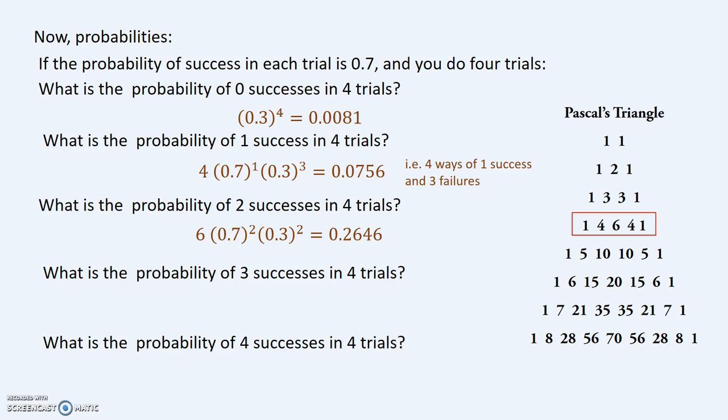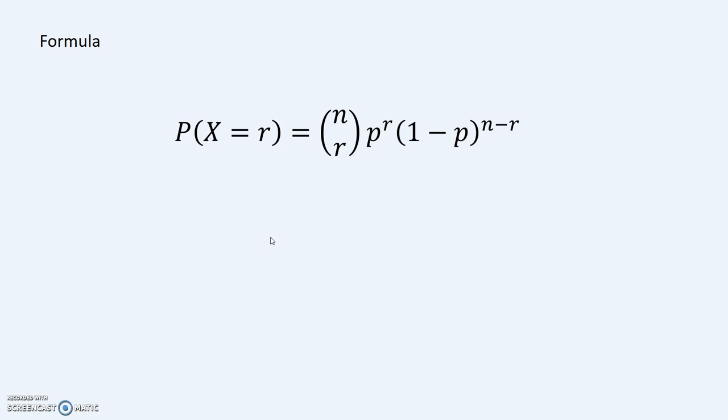Okay. 2 successes means 2 successes and 2 failures, so it's 0.7 to the 2 and 0.3 to the 2. But there's 6 different ways that can happen, so we've got to times it by 6. Similar with these. Okay, 4 ways you can do it. 4 ways you can have 3 successes and 1 failure. There's 1 way you can have 4 successes. So you see the connection between the triangle and the probabilities now.